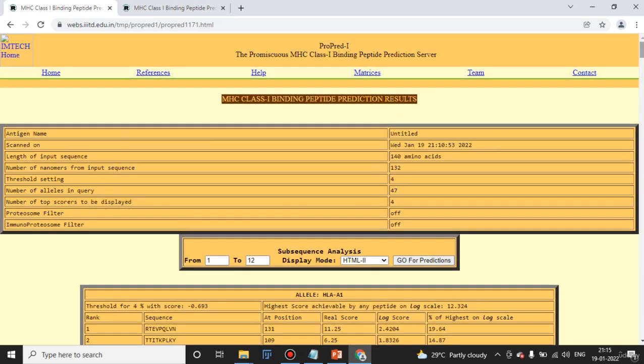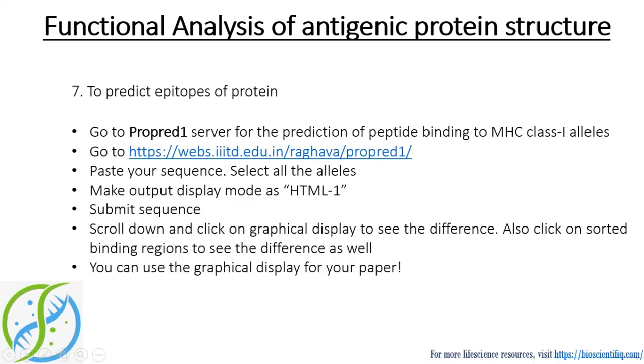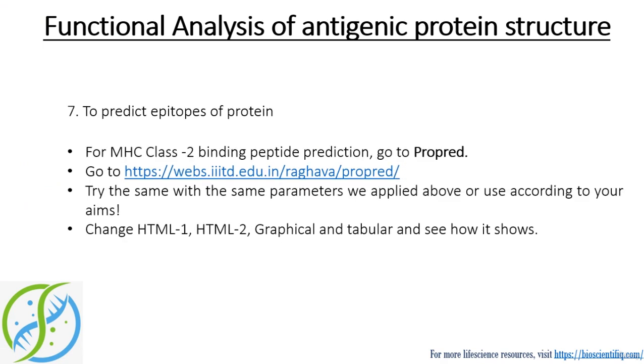So for MHC class 2, again go to ProPred. Okay, let's go to the PowerPoint and let me just show you the steps again. We pasted the sequence, we selected the mode as HTML1. Now your exercise is to go to HTML2 and see the difference, okay? Then you will be able to identify that HTML1 is easier to interpret. So for MHC class 2 binding peptide prediction, ProPred 1 was for MHC class 1. Go to ProPred, the main site for MHC class 2. Then try the same with the same parameters we applied above and use according to your research aims.